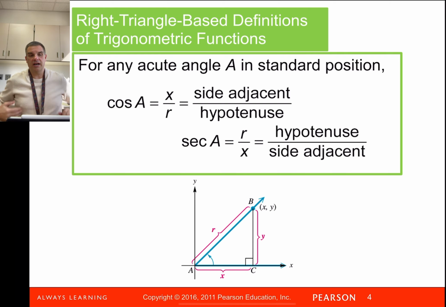Now the next two that we have are cosine and secant. Cosine of A is the adjacent over the hypotenuse. So in this case down here of the drawing, it's going to be x over r. Adjacent is the side that helps make up your reference angle, or the angle that you're referring to. Keep in mind that opposite and adjacent can change depending on what angle you're looking at. If you're looking at angle A, x is the adjacent. If you're looking at angle B, y is the adjacent. So it does change a little bit based on what angle you're looking at.